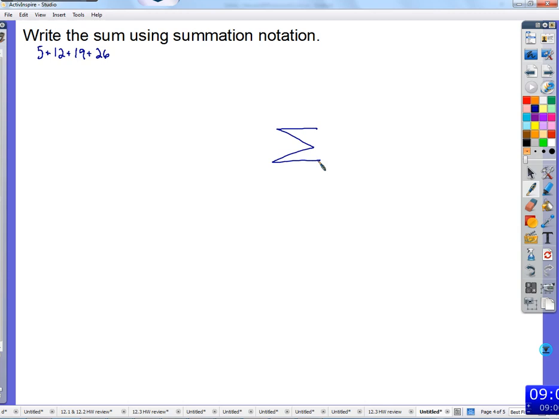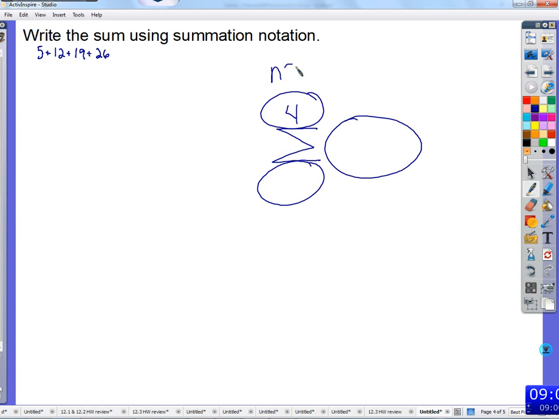Alright, so now we have to know how to find those several things. So there's three more things left. Three more components to sigma notation or summation notation. You tell me, what do you know about what goes into the summation notation? What's that? It's going to be a 4 on top.